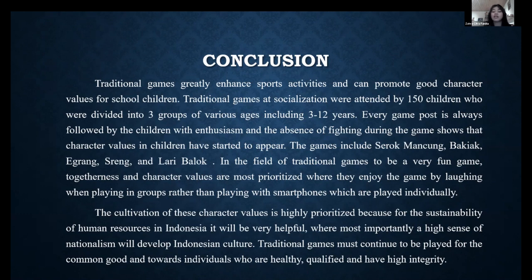Traditional games must continue to be played for the common good and towards individuals who are healthy, qualified, and have high integrity. Thank you.